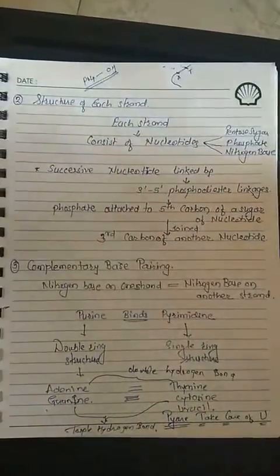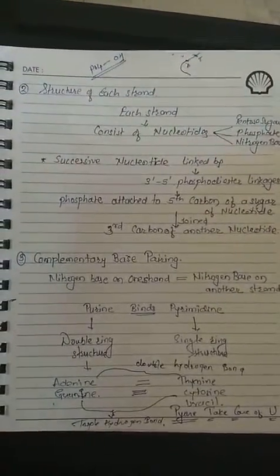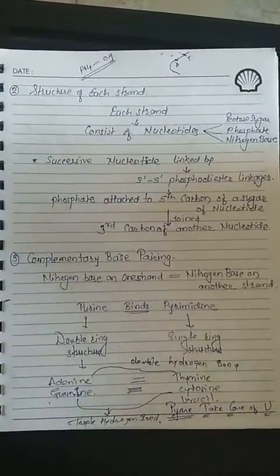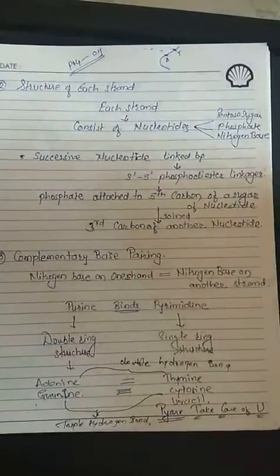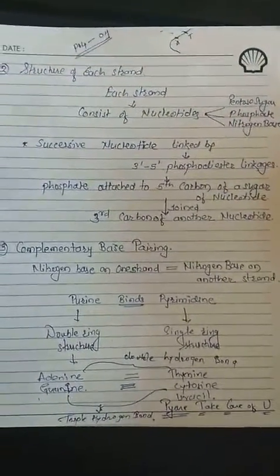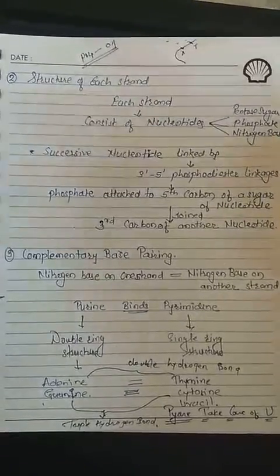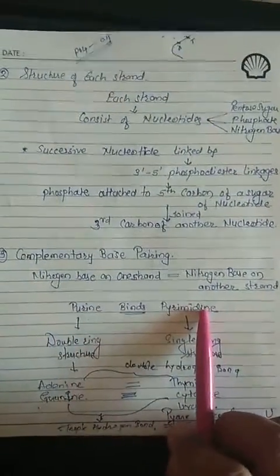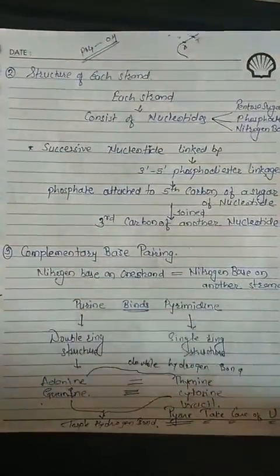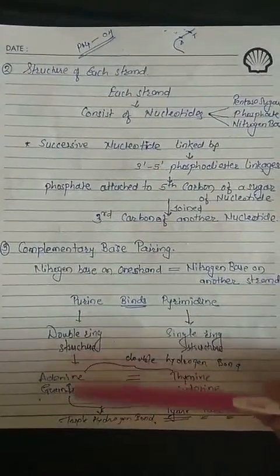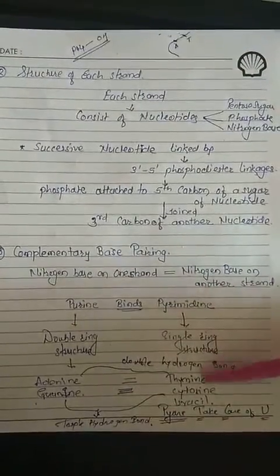The next point is complementary base pairing. The nitrogen bases of one strand bind to the nitrogen bases of the other strand. The nitrogen bases are purines and pyrimidines. Purines have a double ring structure, whereas pyrimidines have a single ring structure. Purines always bind with pyrimidines. Purines are adenine and guanine, whereas pyrimidines are thymine, cytosine, and uracil.